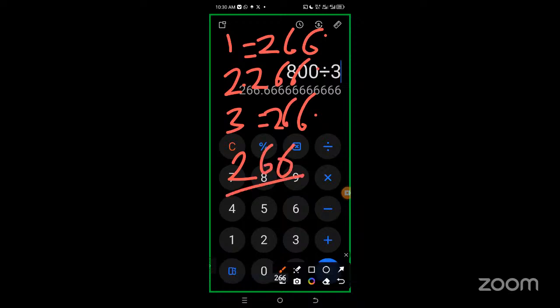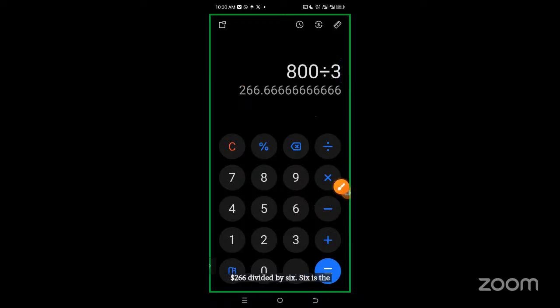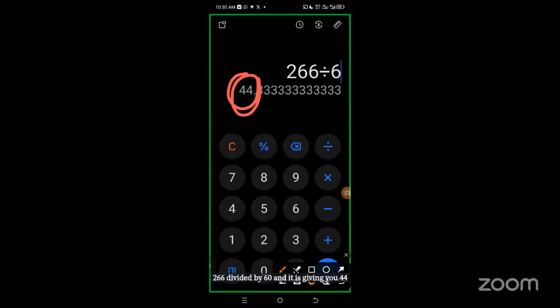$266 divided by 6. 6 is the number of margin calls, and it is giving you $44. The $44 is going to become your first buying amount. Are you together? You trade with 5 margin calls and a sub-bin mode.